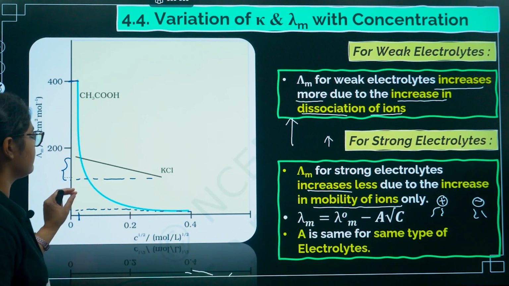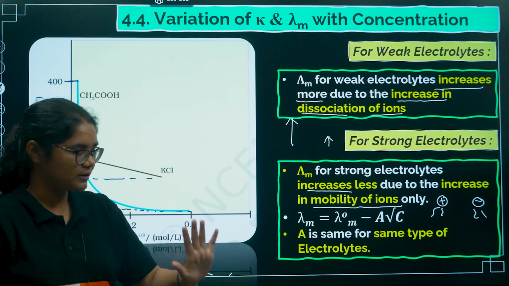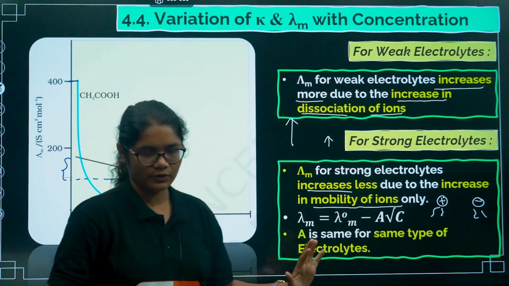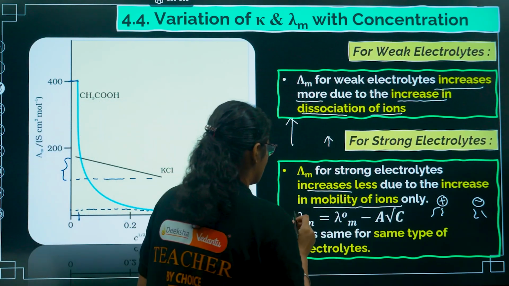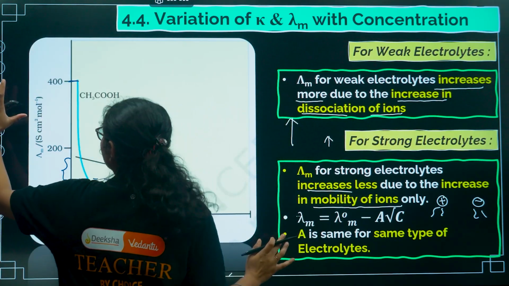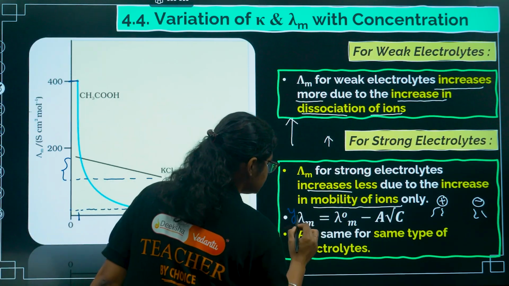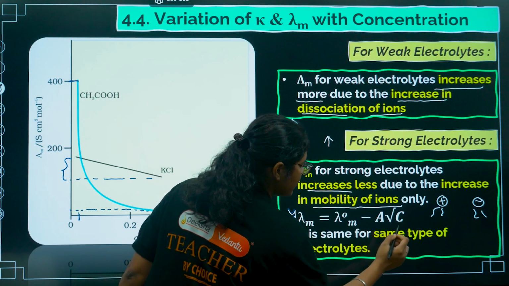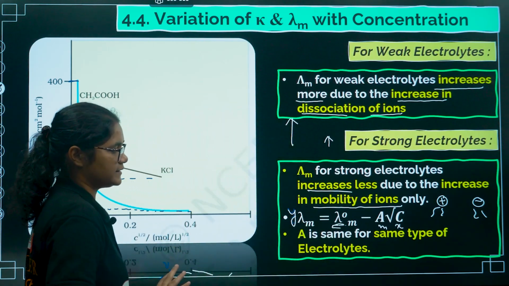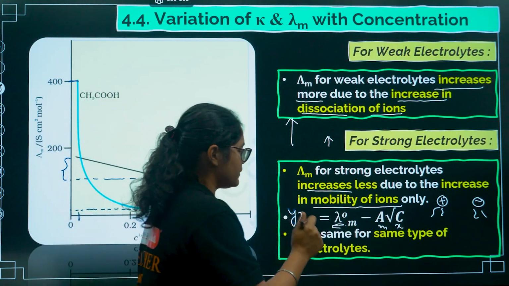Okay, so this graph we draw according to an equation that is called the Debye-Huckel-Onsager equation. You need not remember this equation, but you just know lambda m is equal to lambda naught m minus A into root c. Okay, this is the equation. So the graph is plotted between lambda m, this is your y, and this is your x. This is the slope, negative slope, and this is your y-intercept. So what is happening with concentration? This graph is plotted. Now there is one question about this A.